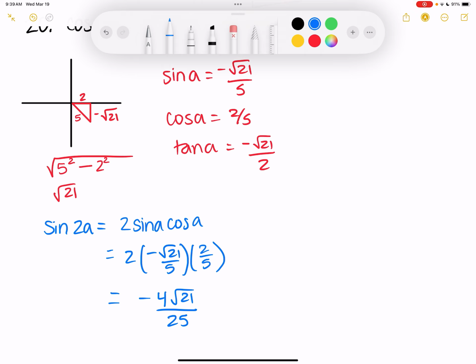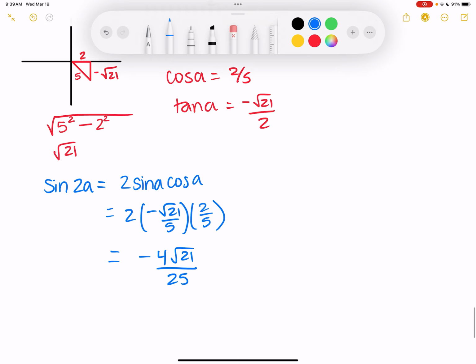So, sine is root 21 over 5, but it's negative. No, I had it over 2. Oh, because my 5's in 2. I was like, it is that.